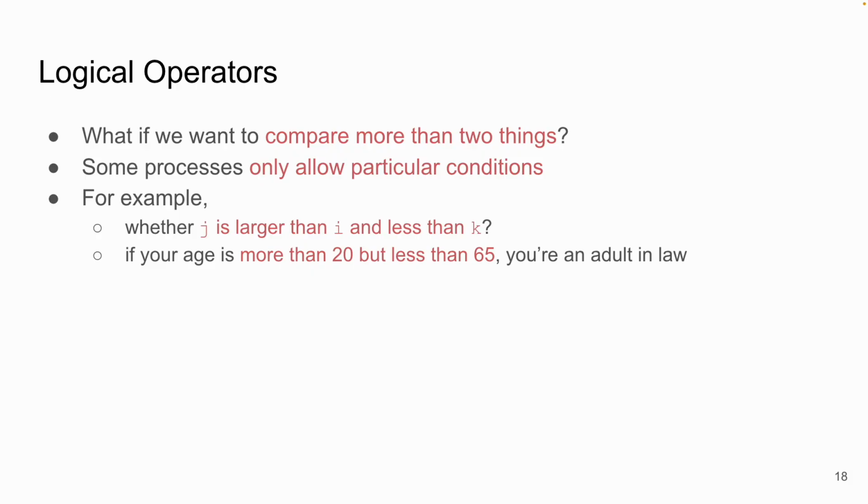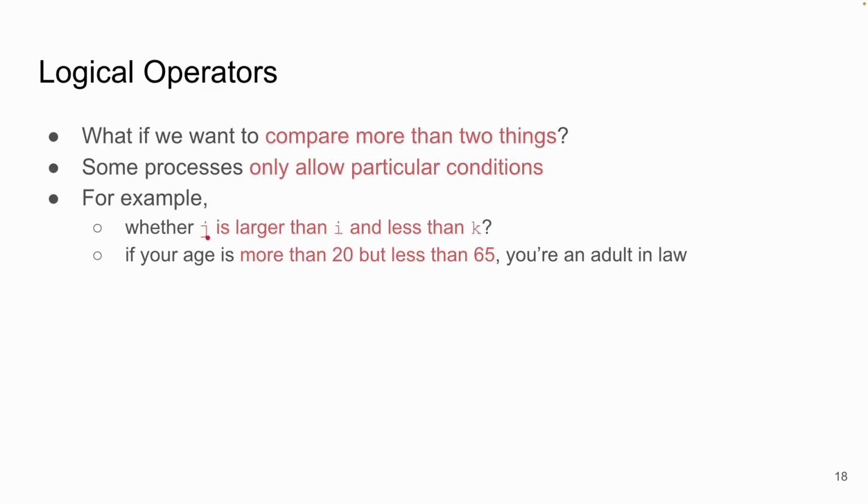in our code, maybe we want this group of statements to be evaluated only in the situation where j is larger than i and less than k. So how can we write down the code to represent this situation? How can we use our C code to test whether j meets this requirement? And for example, we can also use C code to determine whether the age input by the user is more than 20 but less than 65.